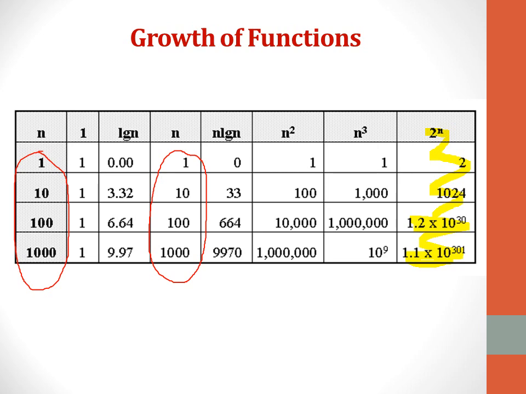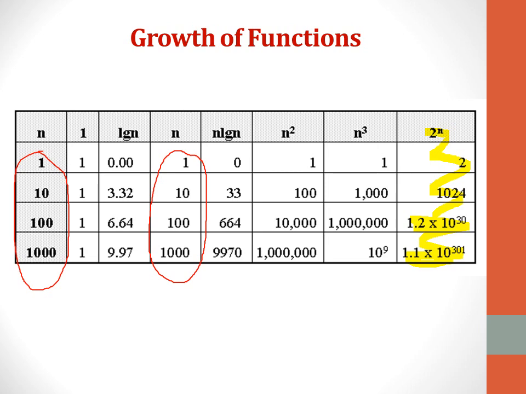So when the n value is 1, for the constant code it is 1. For log n time, log of 1 will be 0. Then n is 1, then n log n is 1 into 0, that is 0. n square is 1 into 1, n cube is 1, and 2 to the power n, that is 2 to the power 1, equals 2. So for each row in your x axis you put the value of n, and you will be getting the values corresponding to that nth value.